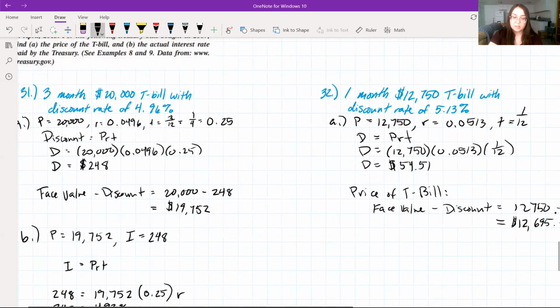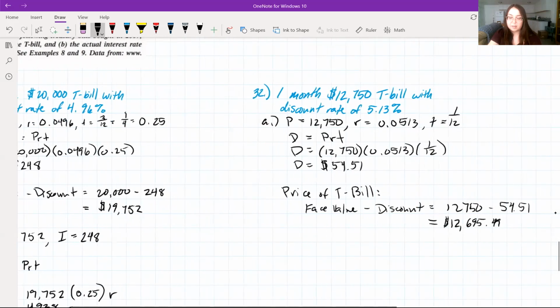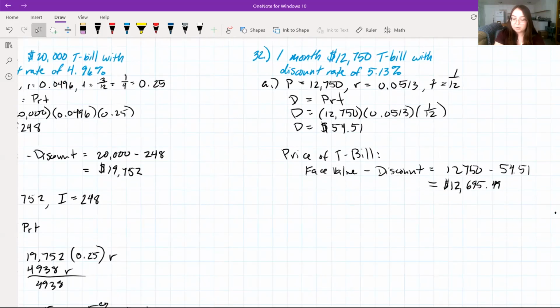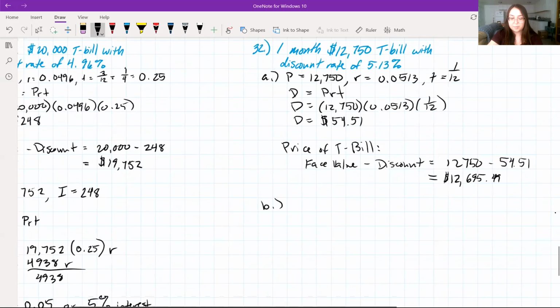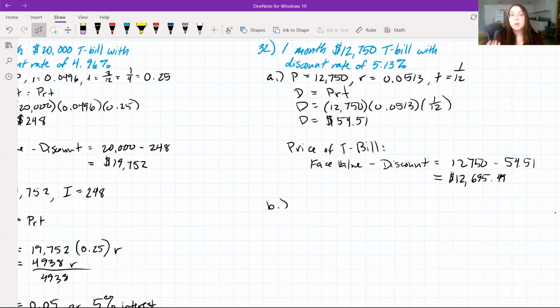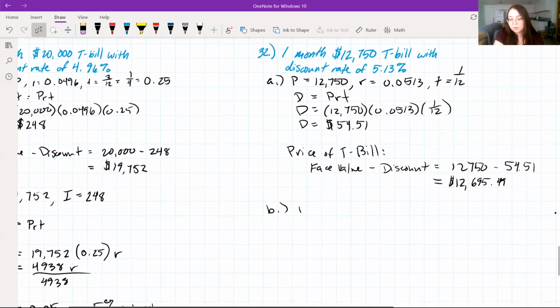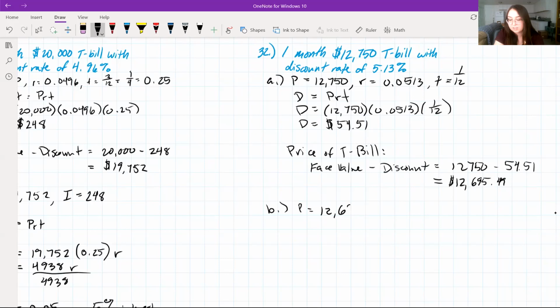All right, so now we found the price of our T-bill, and for part B, once again, we're going to try and find the interest rate that was paid by the Treasury. So we're going to do the same thing as we did before. So now we have a new principal value, and we have our interest value. So our principal is now $12,695.49, and our interest is $54.51.